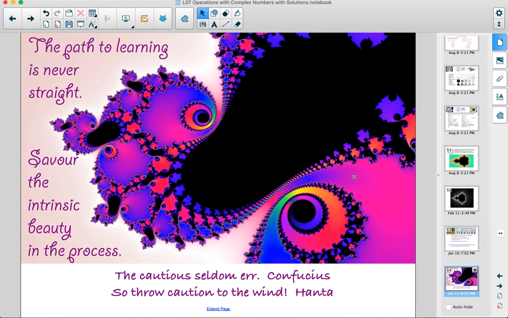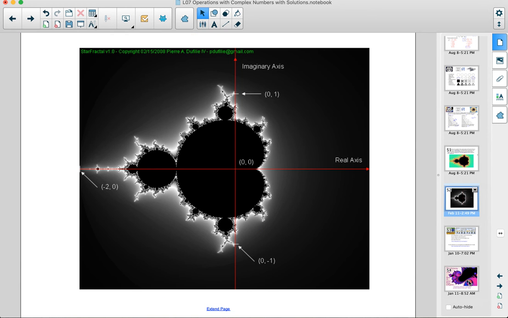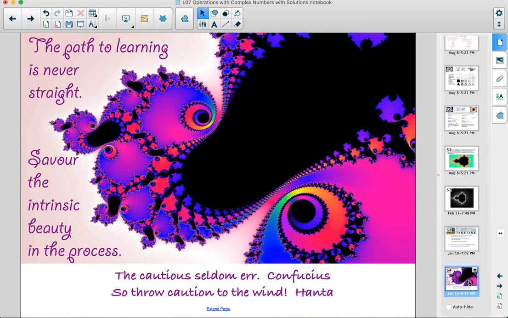All right, so that brings us to the end of this lesson. This lesson was all about operations with complex numbers. You're now an expert on adding, subtracting, multiplying, and dividing complex numbers. And you've learned some pretty fascinating things about fractals, and you're ready to make your own fractal poster.